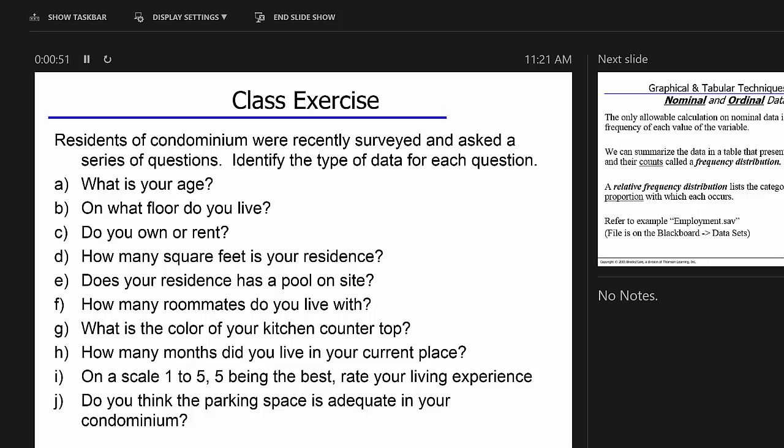Residents of a condominium were recently surveyed and asked a series of questions. For each type of question, let's identify what type of information we collect. Number one, what is your age? Our choices are interval, nominal, or ordinal data. When people tell me their ages, what type of data is that? Interval? Yeah, it's interval, right? Numbers, measured in years. We can compute the average age, etc. So that's interval data.